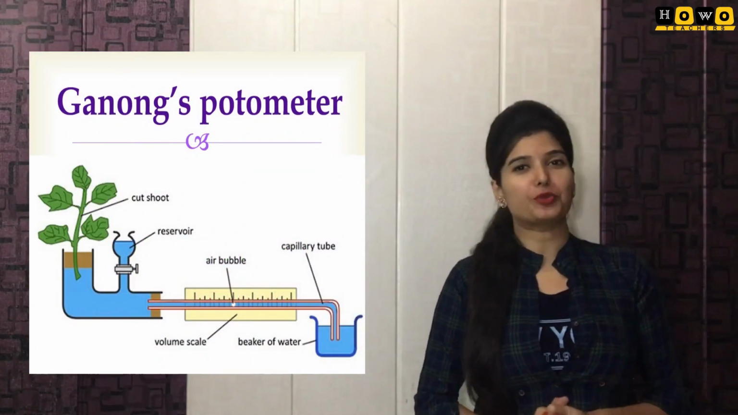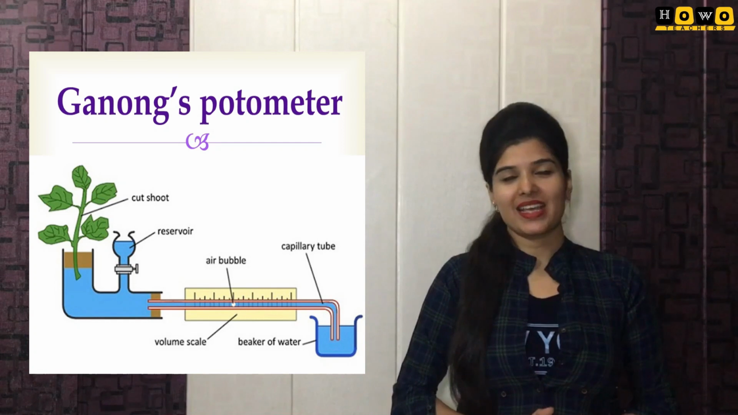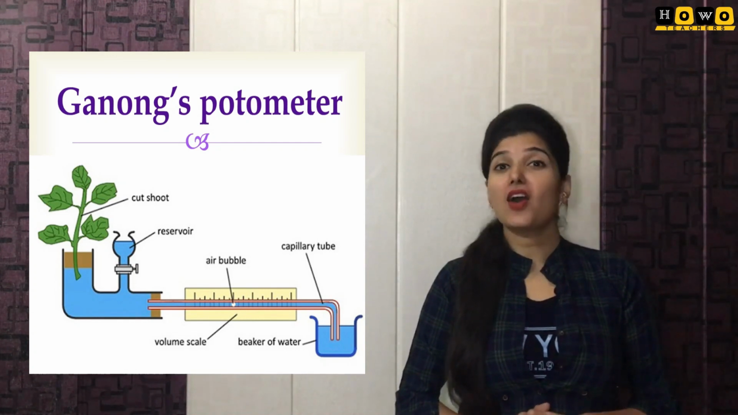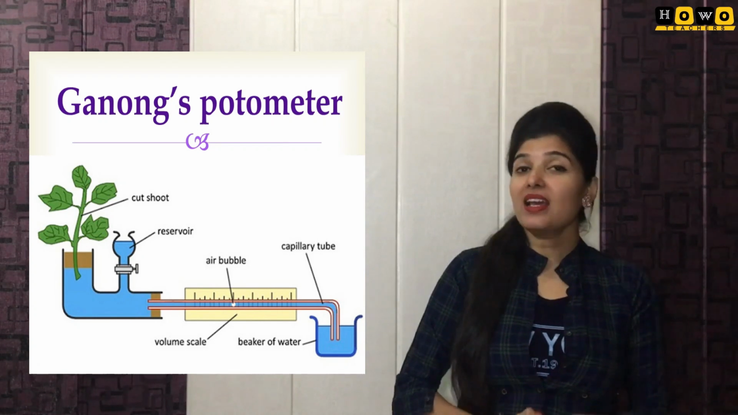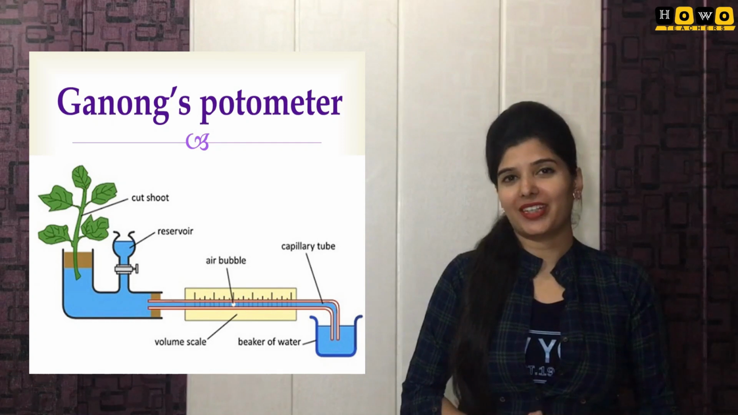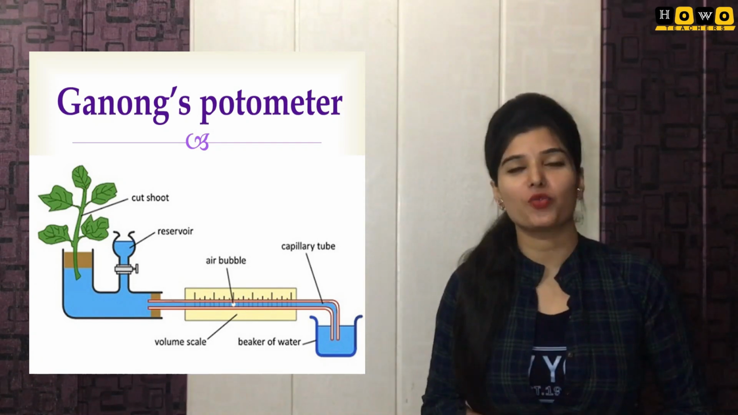Potometers can be of 2 types. The first one is Ganong's potometer. Ganong's potometer has a horizontal tube, while the second type, Darwin's potometer, has a vertical tube. So we are over the second part of this video. Students, the different types of transpiration.